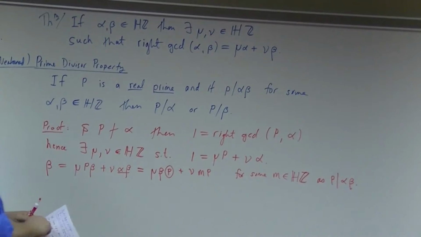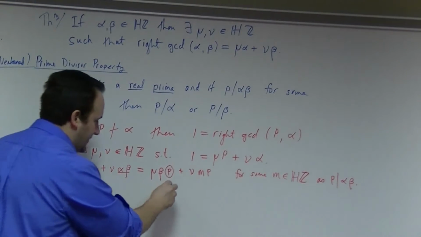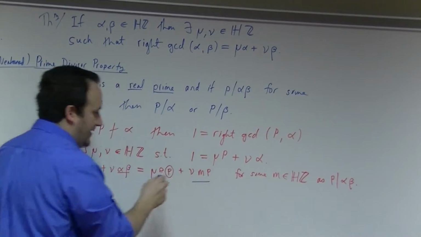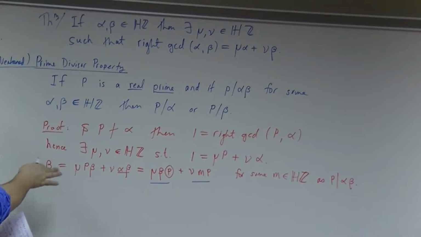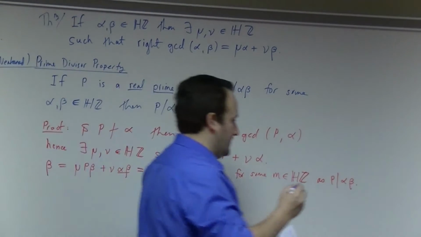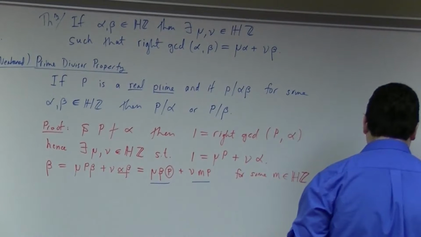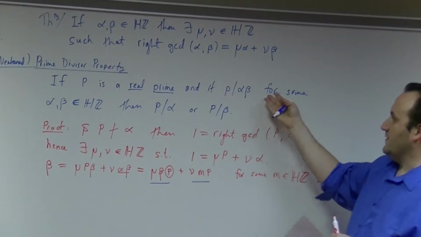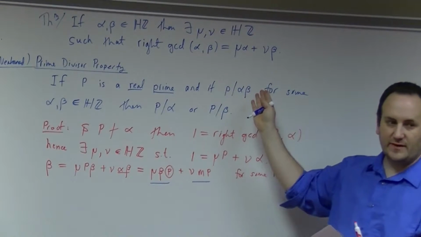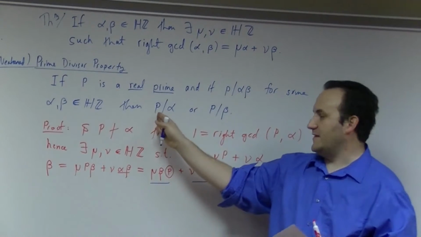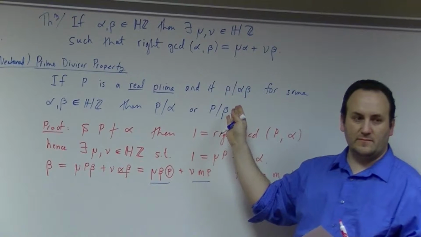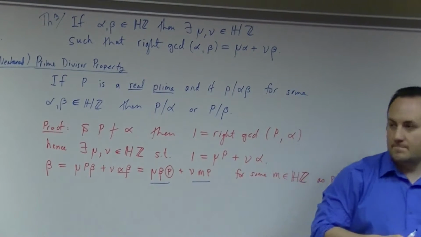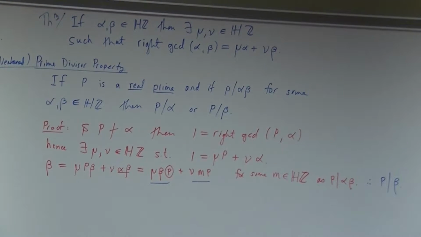So now that you see it, though, what do we have? P divides this guy. P divides that guy. So therefore, what? Which is what we set out to prove, right? So if P is a real prime and it divides the product, if it doesn't divide one of them, it has to divide the other one, right?